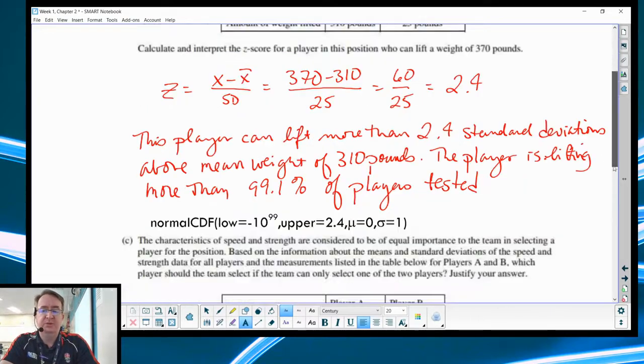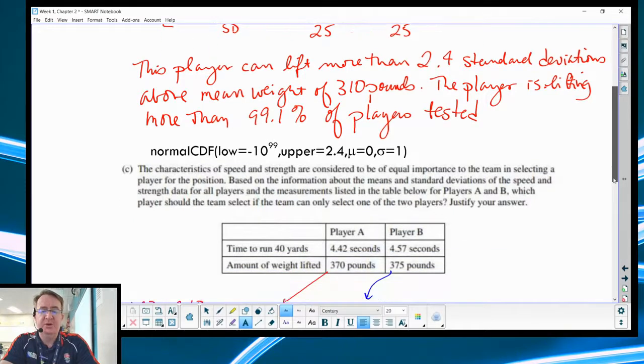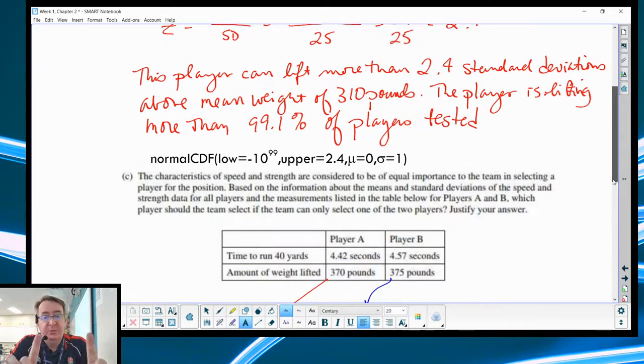And then, to compare the two different players here, they say, all right, you've got two players. You can only pick one of them. They give you both the run times in the 40 yards and the amount lifted for both. And you're supposed to use the mean and the standard deviations from the previous two parts to go through and do this.